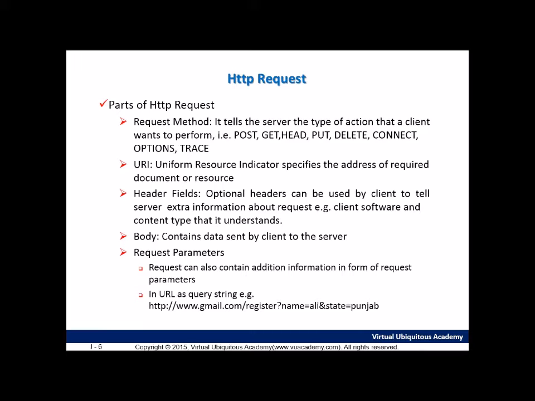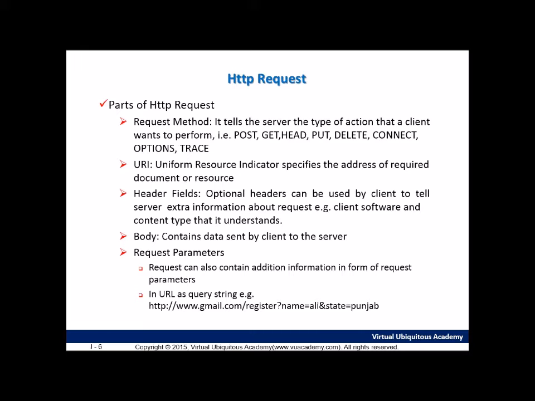So it means the request contains which resource you are going to hit. Suppose you are accessing hotmail.com, so the URI will be hotmail.com. There are some header fields of a request. These are some optional headers that can be used by the client to tell the server some extra information about the request, like client software, content type.